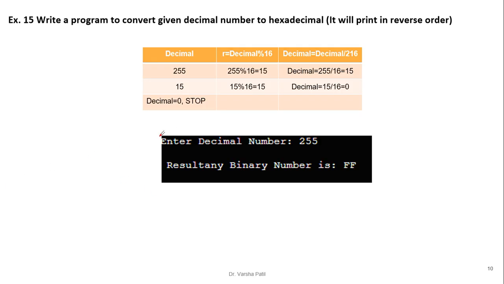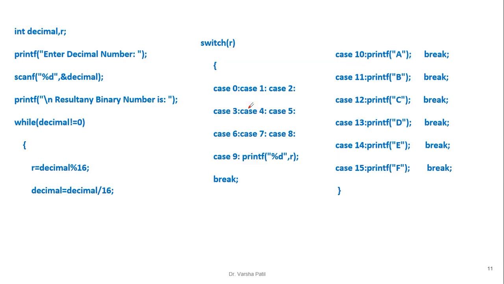Now here we can see how we can effectively use switch and case for decimal to hexadecimal. In the previous two programs we saw decimal to binary and decimal to octal. Now we will see decimal to hexadecimal. For hexadecimal we need to divide by 16. When we divide any number by 16, how many remainders are possible? 0 to 15 remainders are possible.